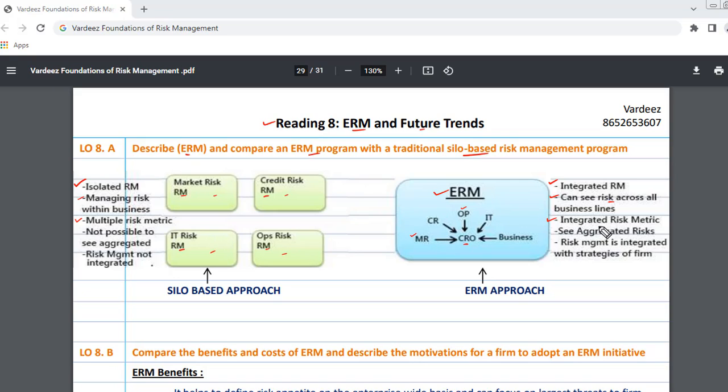Over here there is an integrated risk metric, and in the silo approach it is not possible to see aggregated risk. So you really do not have a big picture of the whole risk that the company or a bank is facing. Over here you can consider that the entire risk is visible. You have a big picture in mind. You can appreciate that you can see the aggregated risk, and this is very important. We have already seen the chapter on aggregate data and risk reporting, so it's very important. In the silo approach, risk management is not integrated. Here, risk management is integrated with the strategies of the firm, so you can actually decide much better strategies with ERM in perspective. So that's what we mean by that.